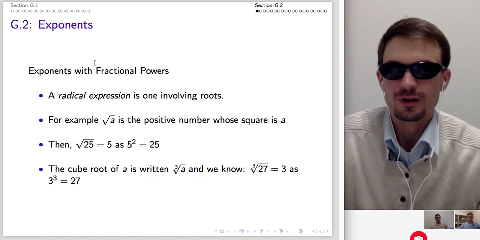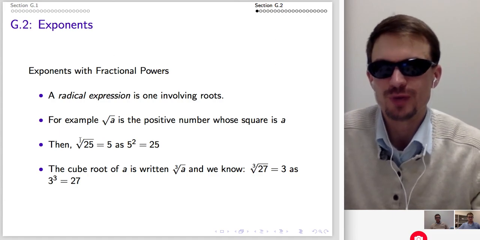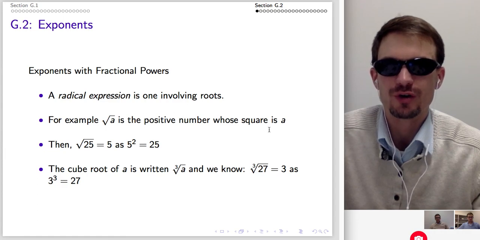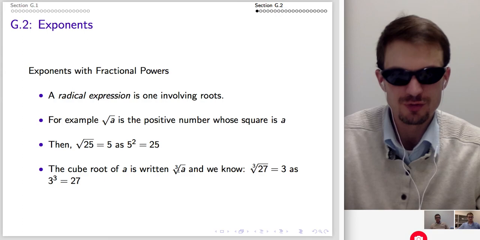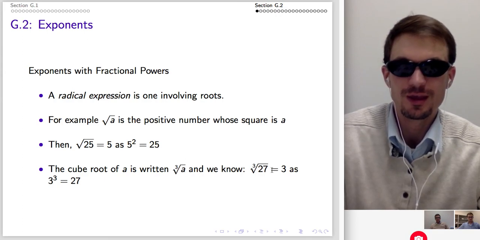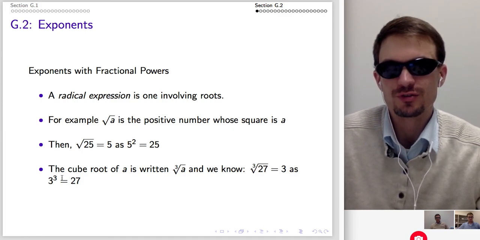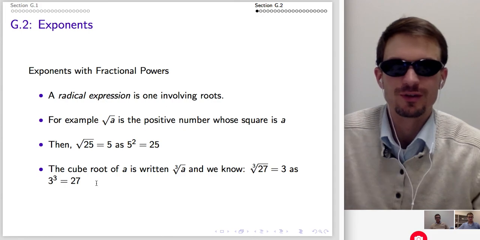So the next thing we're thinking about is radical expressions. So we're thinking about roots. Suppose we have square root of a. This is the positive number whose square is a. So square root of 25 is 5, which is telling us the same thing as 5 squared is equal to 25. The cube root of a is written as a radical sign with a 3 over it. For example, we know the cube root of 27 is 3 because 3 cubed is 27.